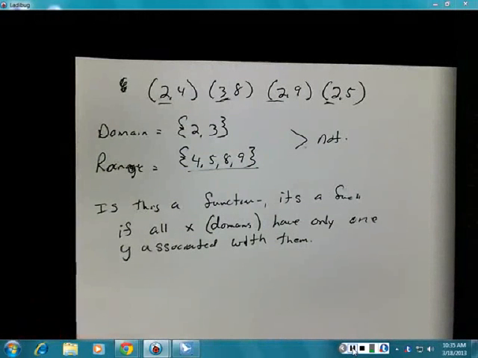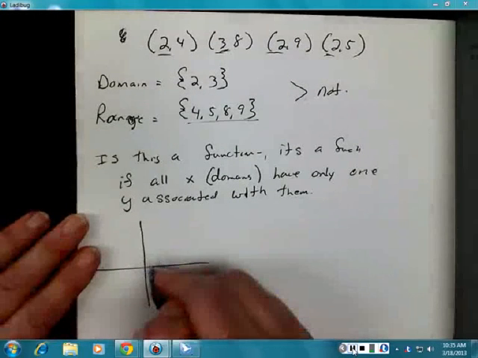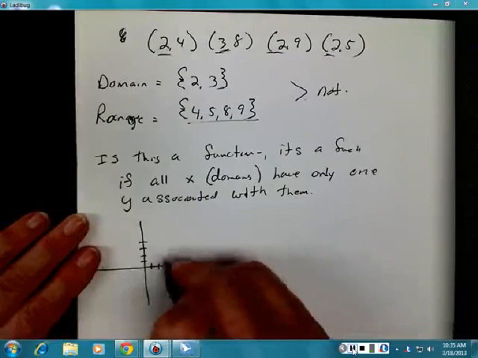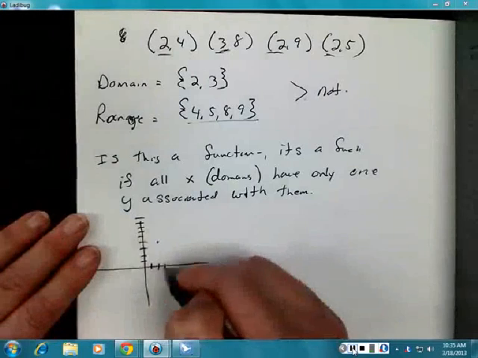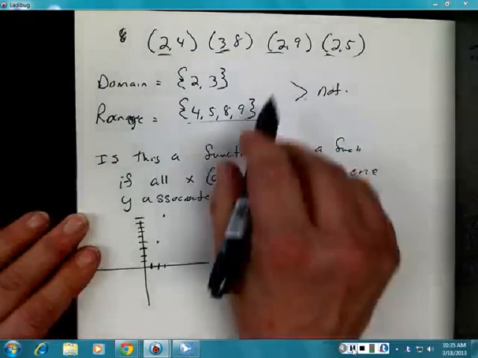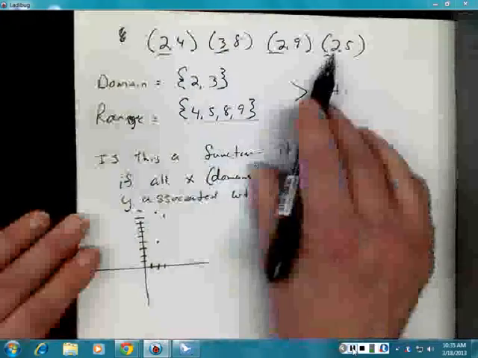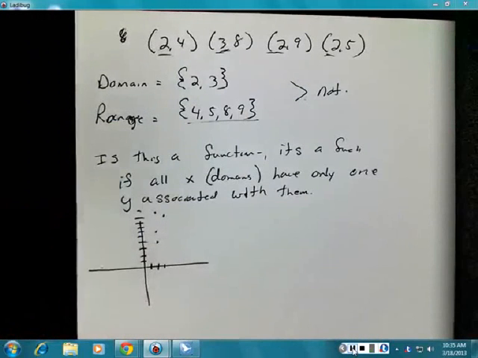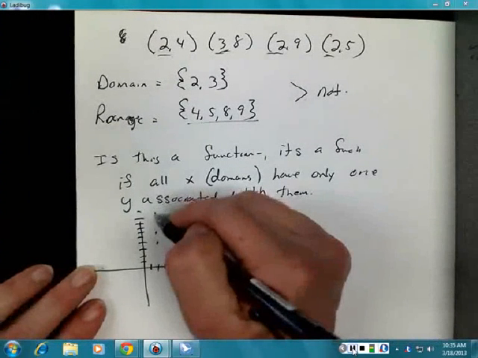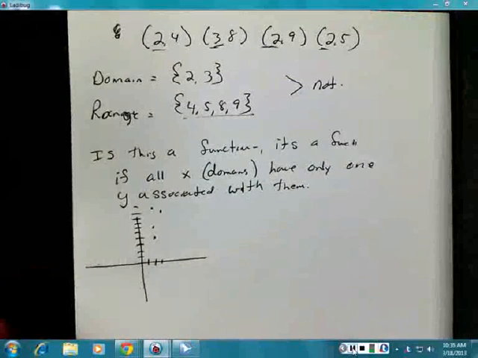So if I looked at it on a graph, when I'm at 2, I'm up at 4. When I'm at 3, I'm up at 8. I'm fine there. But when I'm at 2, I'm up here at 9. So right above 2, there's another one. And when I'm at 2, I'm at 5. I can do it that way if you graph it. If you graph it, notice all these 2's are right on top of each other. And so they're right above each other, so therefore it's not a function.